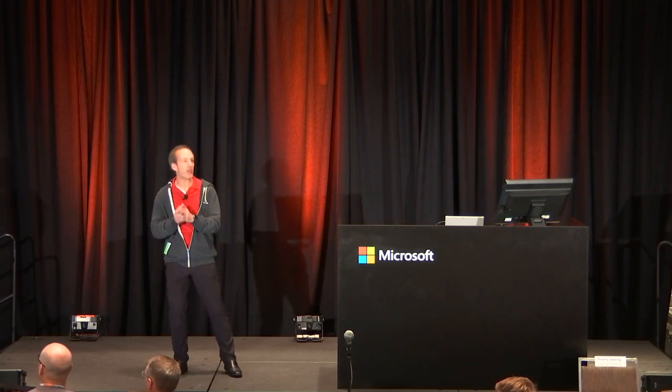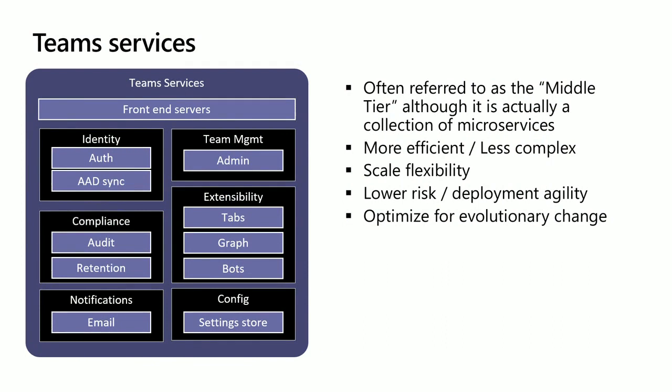So what's in the Teams services? I'm not going to go through all of these things, but they're roughly organized into identity, team management and the administrative interfaces, and of course all the compliance features, information protection, things like that. There's also extensibility, the Teams platform, which is the team that I'm on, with tabs and Graph and bots, things like that. And the notifications and the email service, and by email I mean the ability to email a channel. That was also my feature, by the way. Particularly proud of that.